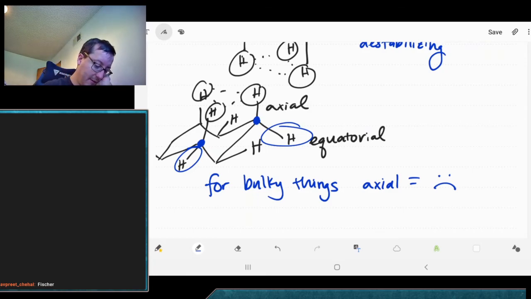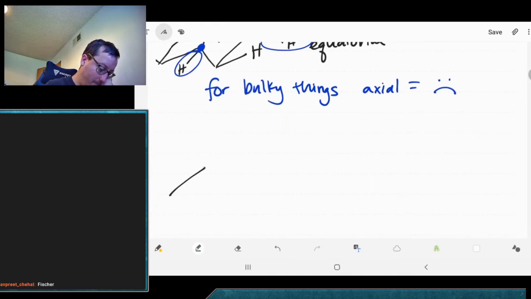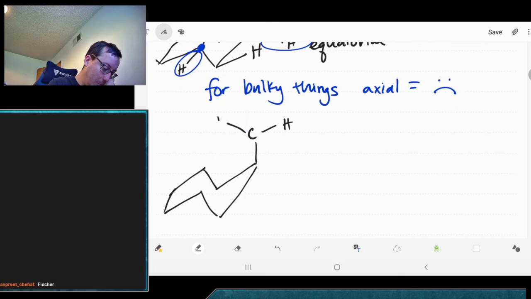And let's take a look at an example. I'm so bad at drawing that one. Okay. Here, and I'll go crazy with this. All right, let's look at this one.